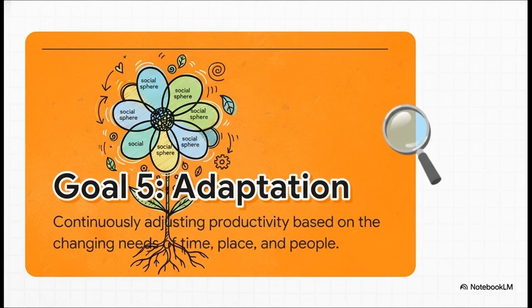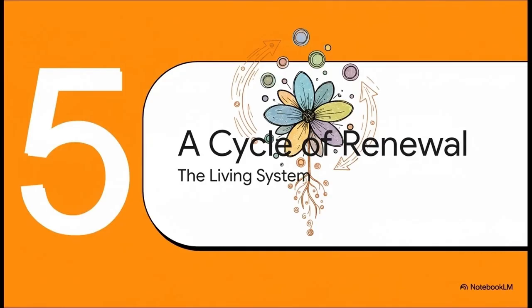And that brings us to the 5th and, well, maybe the most crucial petal for long-term survival, adaptation. This principle says that the entire system has to be able to continuously adjust itself based on the changing needs of the time, the place, and the people. This is what makes a society a living, breathing, evolving organism. So let's bring it all back together.